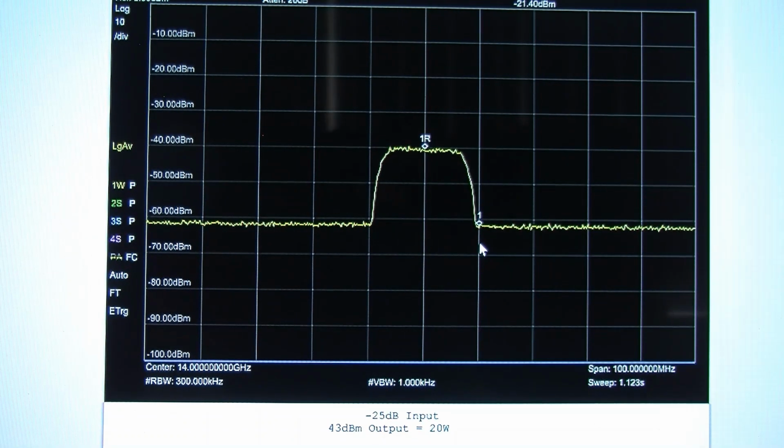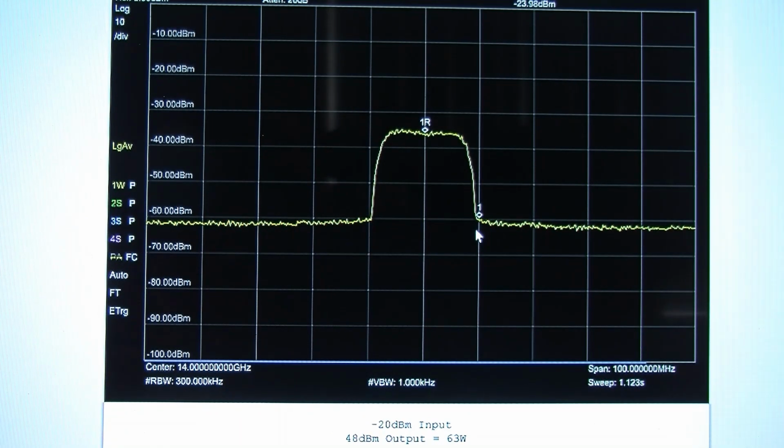In this plot, we've increased our input level to a negative 25 dBm. As you can see, the noise floor has not moved, but yet our carrier to noise has increased. This looks really, really good. This would be an excellent carrier to noise. 21.4 would be just fine.